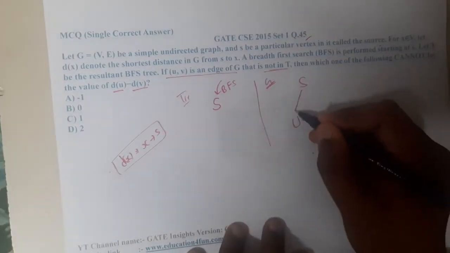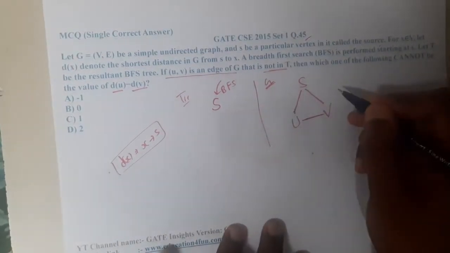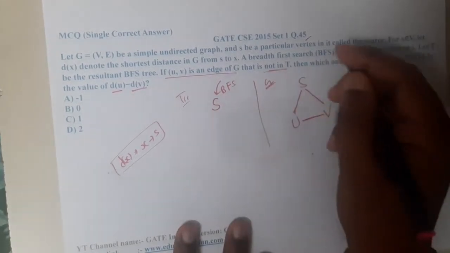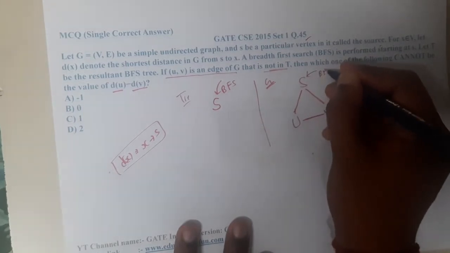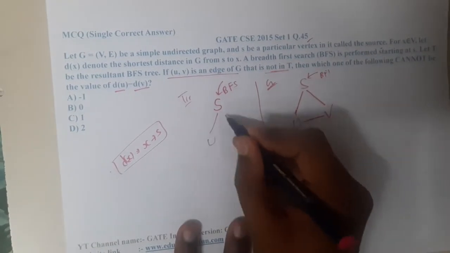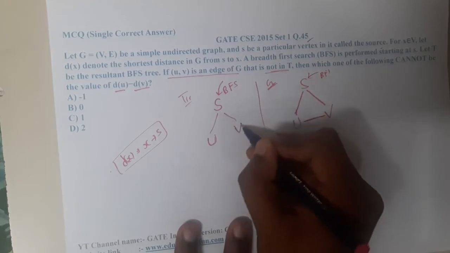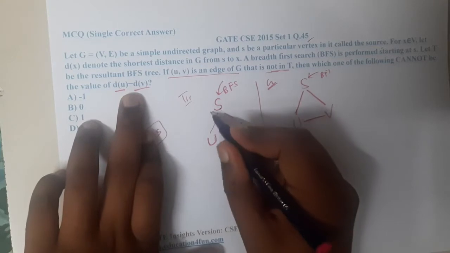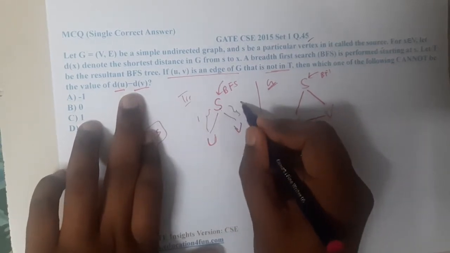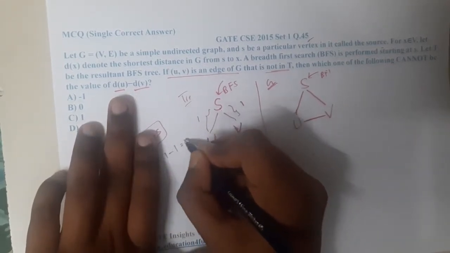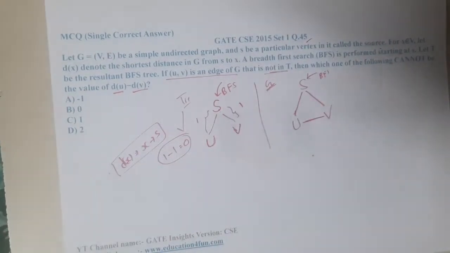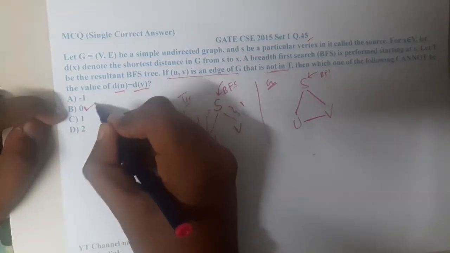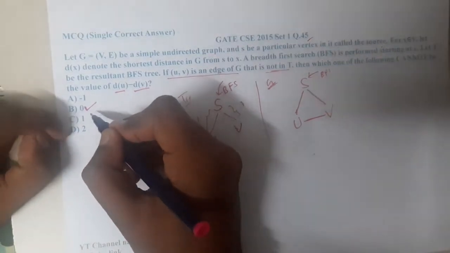Let us draw a simple diagram like this. If you draw the order for this, that is nothing but breadth first search from S. What will be the result? It will be U and V. If you subtract the distance from S to U and S to V, here the distance is 1 and here also the distance is 1, so 1 minus 1 equals 0. Hence 0 is possible.